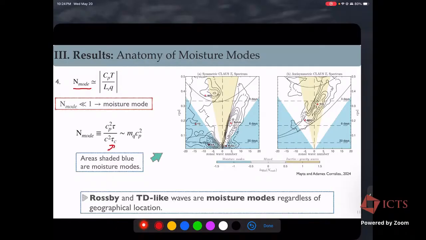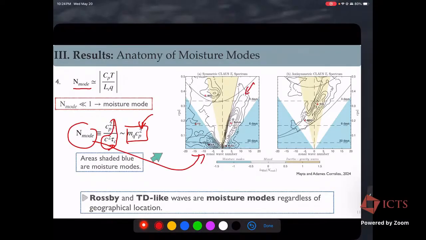This N mode calculation has a stricter definition, which includes other terms like the phase speed propagation, the time scale of the disturbances, and the convective moisture adjustment time scale. But if you do a scale analysis, the N mode can be simplified to this term. Basically, the phase speed propagation determines if your disturbance can be classified as a moisture mode or as another kind of disturbance.